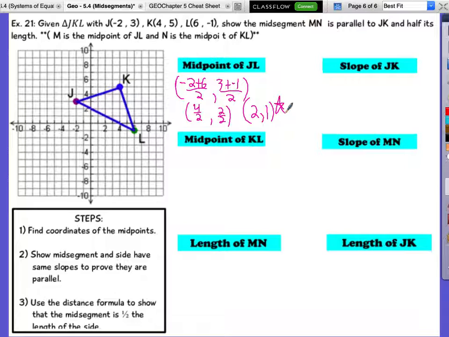Alright, so we found M, which is the midpoint of JL. So we could go over here, graph it at 2, 1, and we found M here. Now we need to find N, which is the midpoint of KL. So midpoint of KL, we use the points for K and L. If we look at this graph, we know that K and L are 2 points apart for X, so it's going to be 1 point apart. So 1 unit apart.